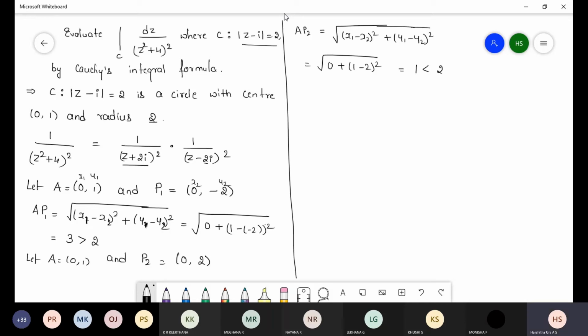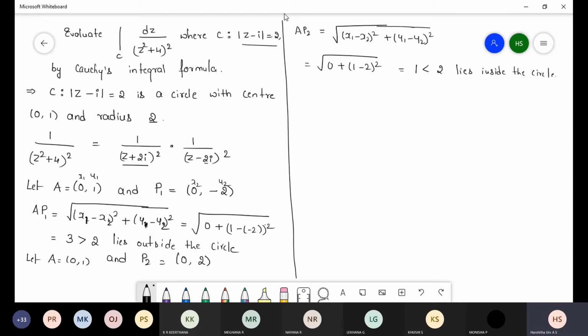So here you can write that this one lies outside the circle, and for this one, less than means it lies inside the circle.